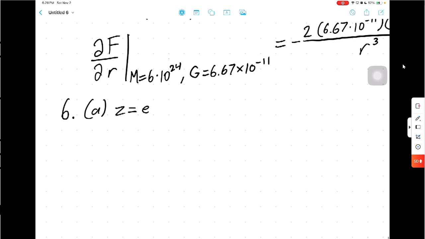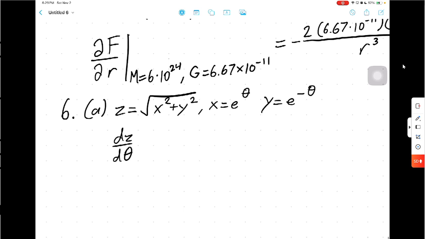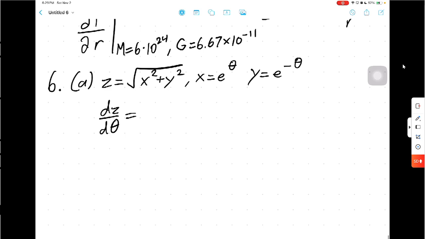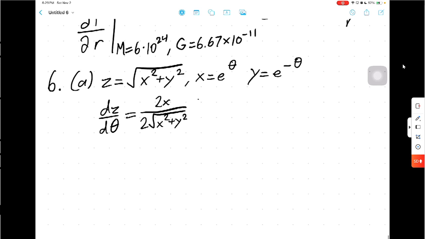Number 6, A. Z is equal to the square root of x squared plus y squared. X is equal to e to the theta, and y is equal to e to the negative theta. And they want us to compute dz over d theta. So partial of z with respect to x, that's 1 over 2 root of x squared plus y squared times the derivative of the inside, which is going to be 2x with respect to x, times the derivative of e to the theta, which is just e to the theta.